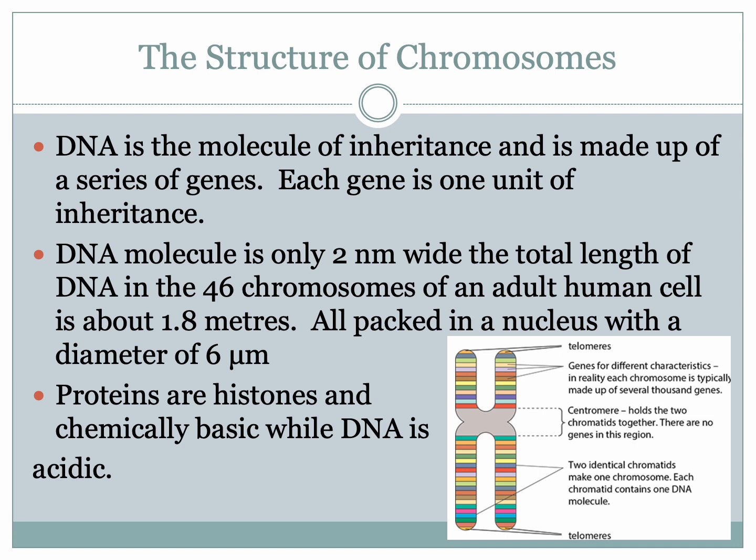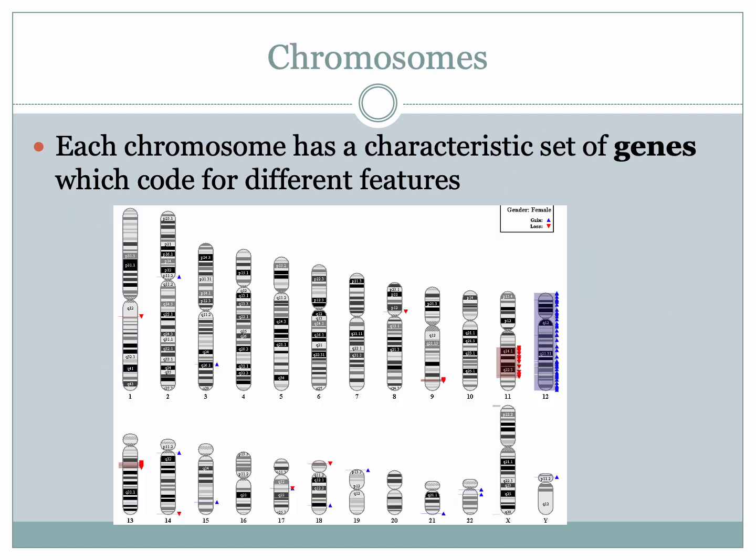There are different protein molecules that prevent the DNA from getting tangled into knots. The DNA is wrapped around these different proteins. The proteins are histones, and chemically they're basic, while DNA is acidic. Two other essential features for nuclear division are the centromeres and the telomeres. Again, looking at chromosomes, you can see on each of these chromosomes the different genes have been highlighted.